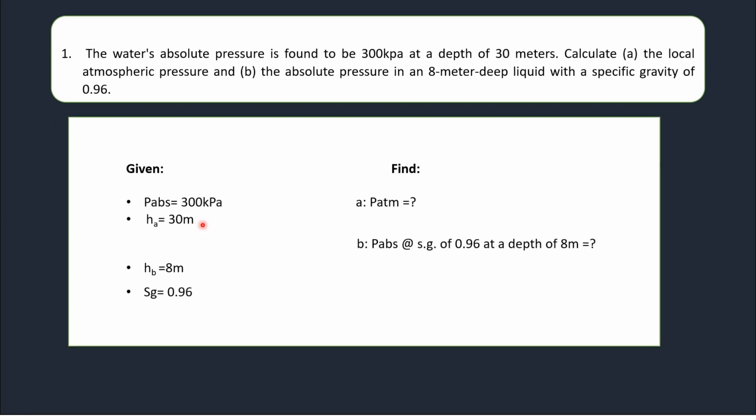Here we have the given. The absolute pressure is equal to 300 kilopascals, height A is equal to 30 meters, height B is equal to 8 meters, and the specific gravity is equal to 0.96. So find the atmospheric pressure and the absolute pressure at the specific gravity of 0.96 at a depth of 8 meters.